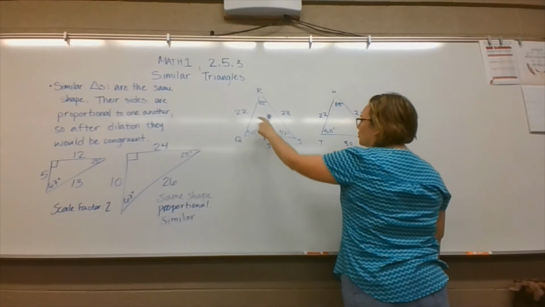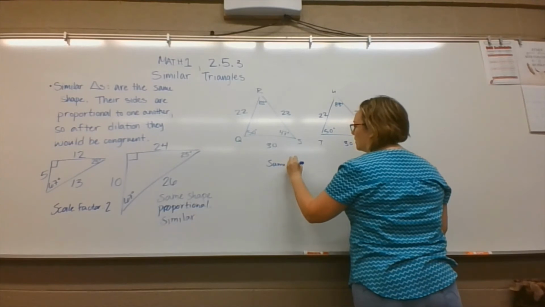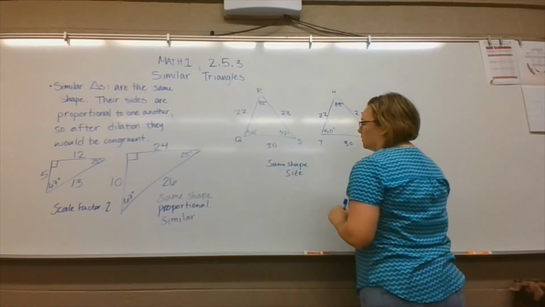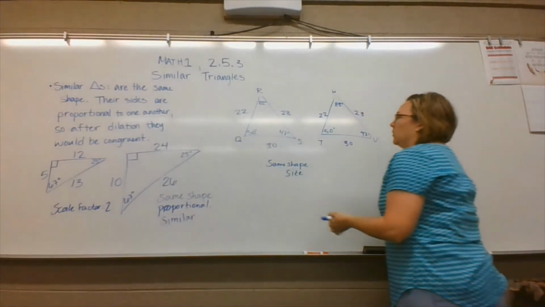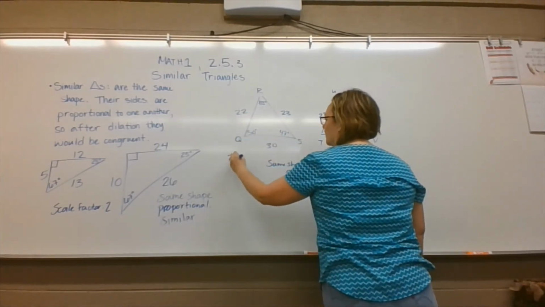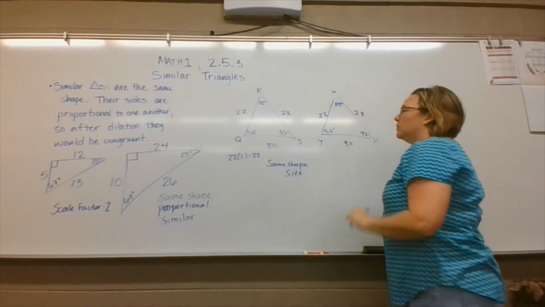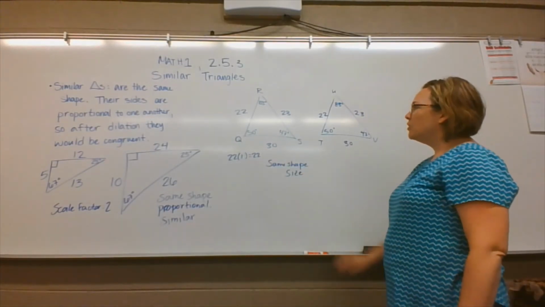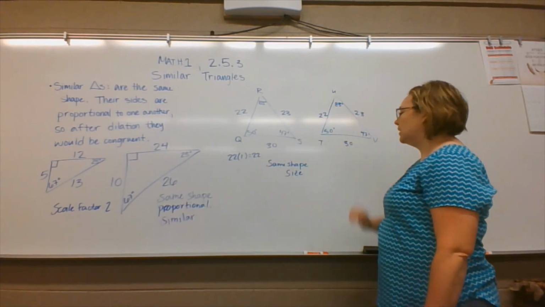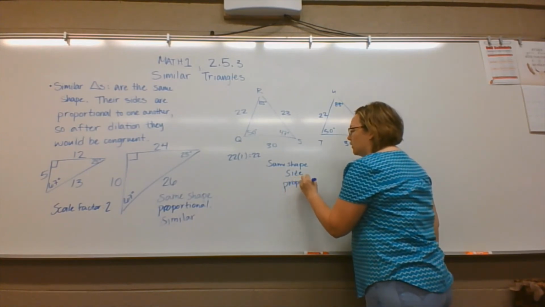Okay, so these triangles, if I were to describe these, I would say that they are the same shape, the same size. So that means that they are proportional to each other because 22 times 1 is 22. Let's write that over here so we don't forget. 23 times 1 is 23, 30 times 1 is 30. So I can multiply these three sides by the same factor and get those three sides to show up. So they are the same shape, same size, same proportion, or they are proportional.